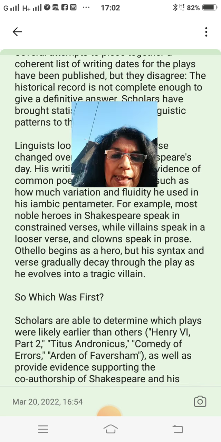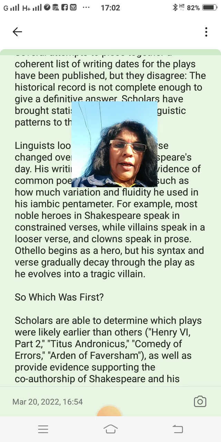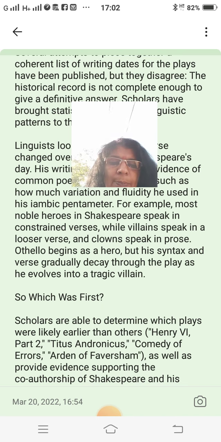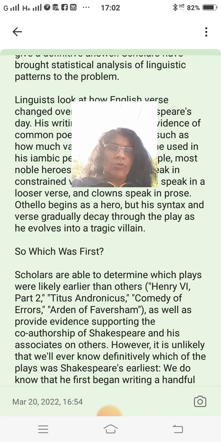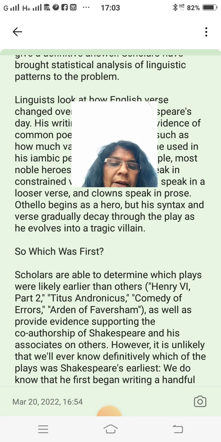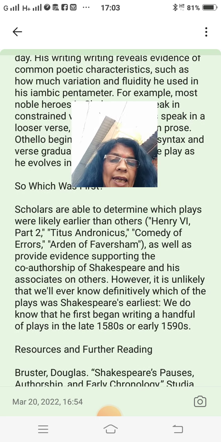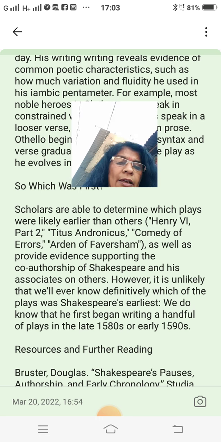as well as provide evidence supporting the co-authorship of Shakespeare and his associates on others. However, it is unlikely that we will ever know definitively which of the plays was Shakespeare's earliest. We do know that he first began writing a handful of plays in the late 1580s or early 1590s.